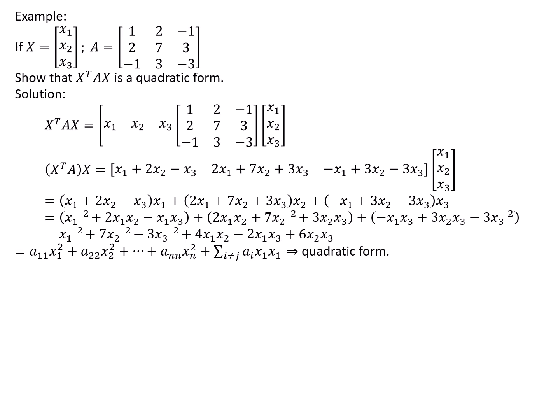So by the time you open up the bracket and you simplify the expression, you will have what you have here, which is x1 squared plus 7x2 squared minus 3x3 squared plus 4x1x2 minus 2x1x3 plus 6x2x3.